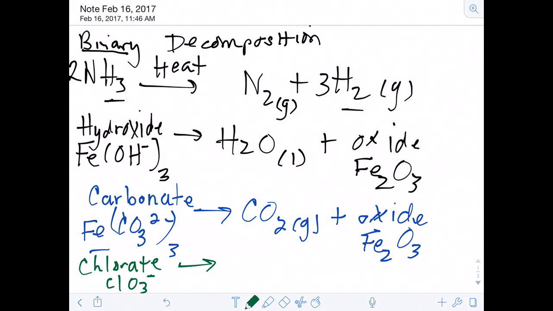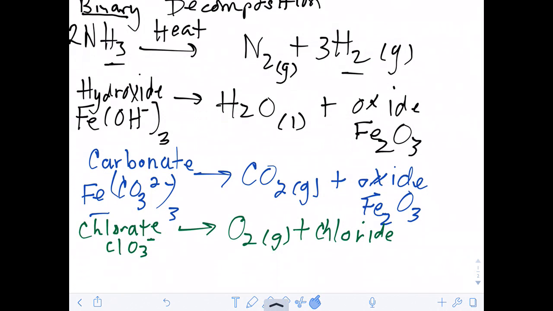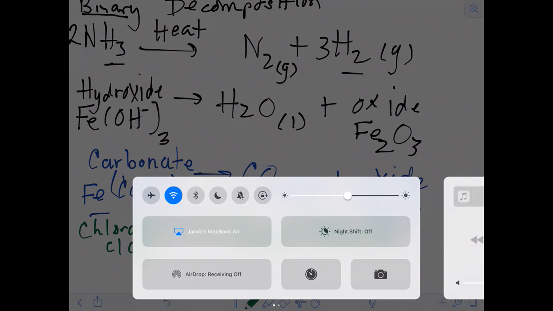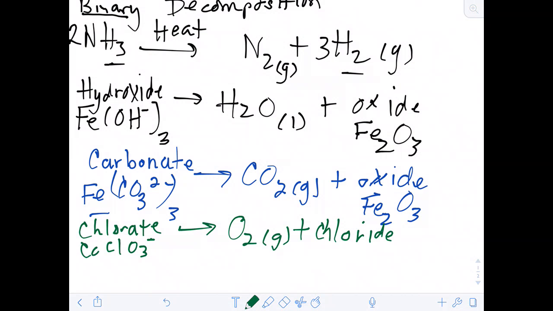You always get the same things. You get O2, you get oxygen gas, and you get a chloride. The reason you get a chloride is because chlorine is more reactive than oxygen, right? You normally would get an oxide, right? But chlorine's more reactive than oxygen, so that's what you get. You get a chloride. In this case, let's say we had calcium chlorate to start with. What would the chloride be?